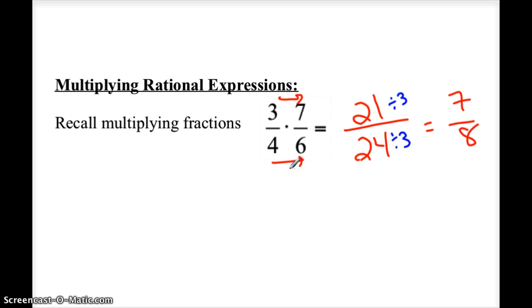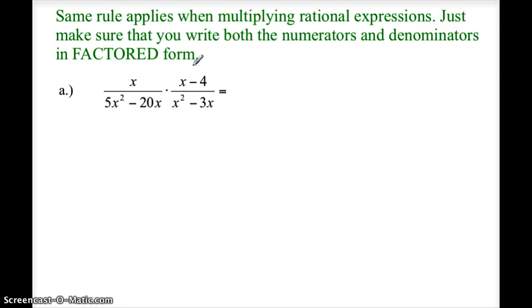So with rationals it's kind of backwards. We divide out what they share first and then we go across the top and bottom. Let me show you what I mean. We always want to make sure we factor all of our parts first. So it's very important to be neat and organized.